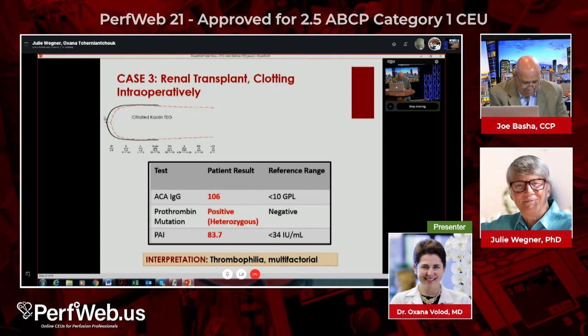The idea of what to do was based on the TEG when I saw that R was very short. There is enormous information that we can obtain with the TEG using knowledge in coagulation. That's why I think it's important to share this type of case with you, because you are basically the first line that would recognize these cases and bring them to the attention of the anesthesiologists, surgeons, or a pathologist who can work with you further to determine what's happening.